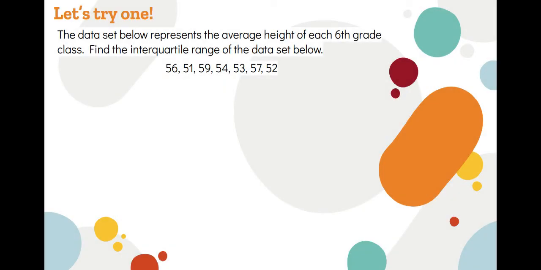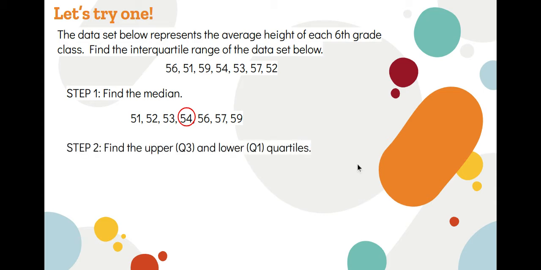All right, so let's try one. We have this data set that is talking about the average height of each sixth grade class. Remember, our first step is to do what? Find the median. In order to find the median, we have to put the data in order from least to greatest. And then we can cross off till we find the middle, and our middle is 54.